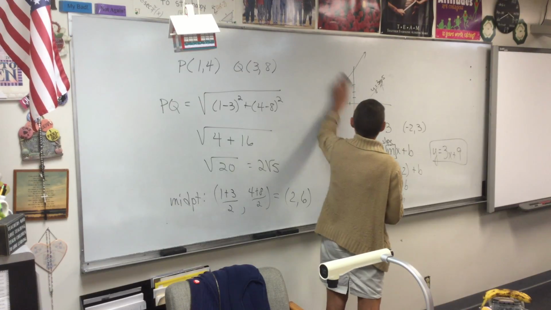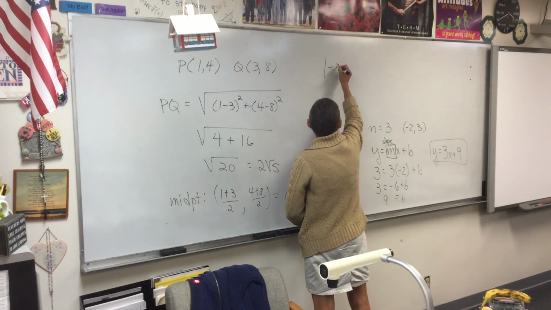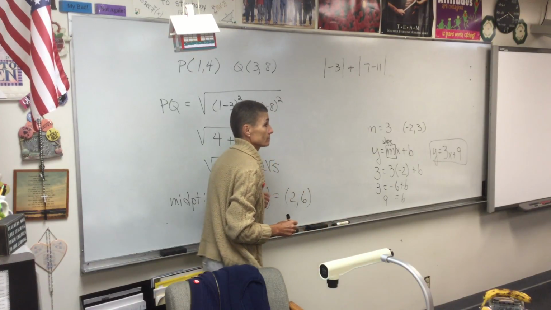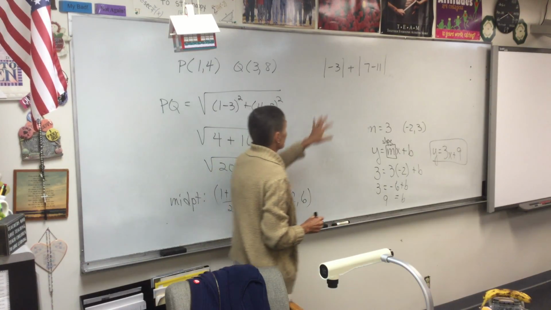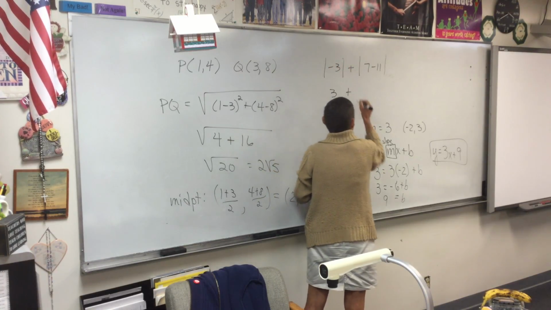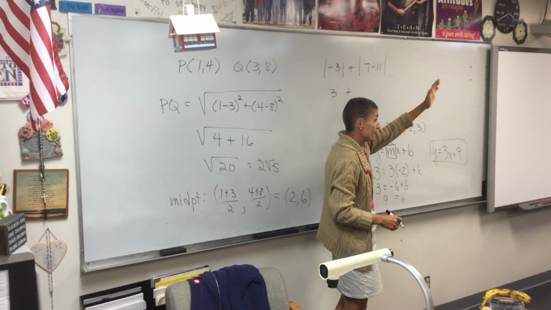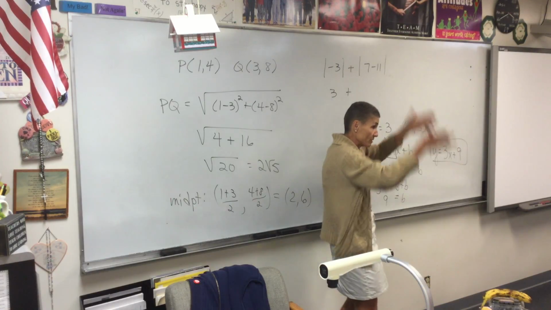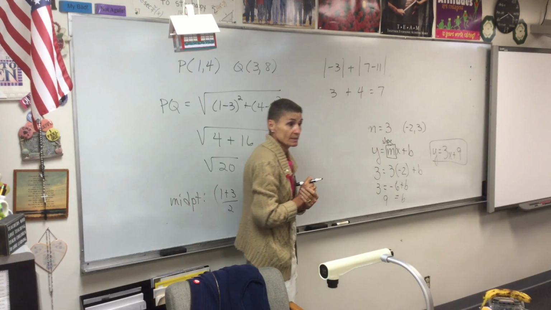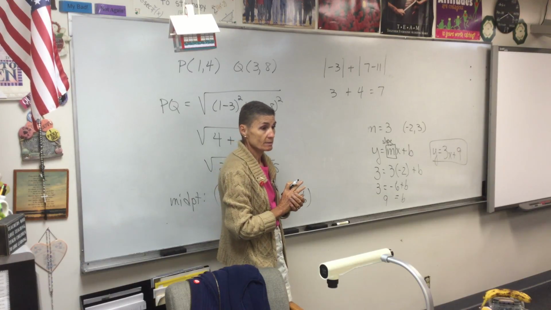Hint. What else? Center and radius. Absolute value. So something like this. The absolute value of -3 is 3. Now do the inside first. So 7 minus 11 is -4, and the absolute value of -4 is 4. So the answer to that problem would be 7. Okay? What else?